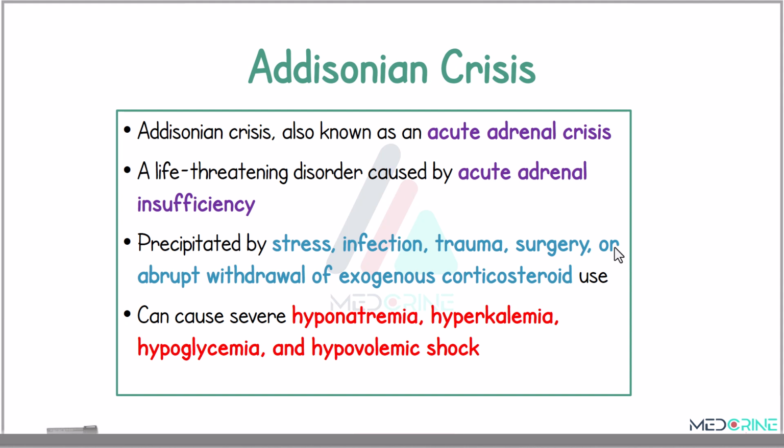An Addisonian crisis is an acute adrenal crisis that is life-threatening due to sudden adrenal insufficiency. It can be triggered by stress, infection, trauma, surgery, or even an abrupt withdrawal of corticosteroids. This adrenal insufficiency results in severe electrolyte imbalances and hypovolemic shock. Electrolyte imbalances that are experienced in patients with Addisonian crisis are hyponatremia and hyperkalemia.